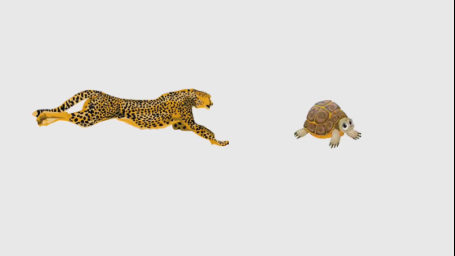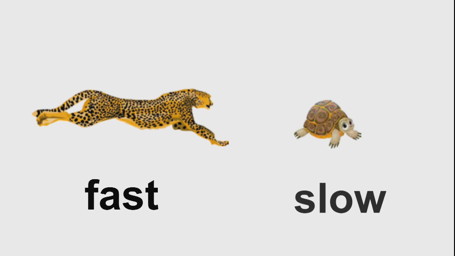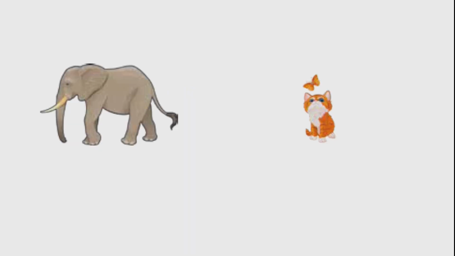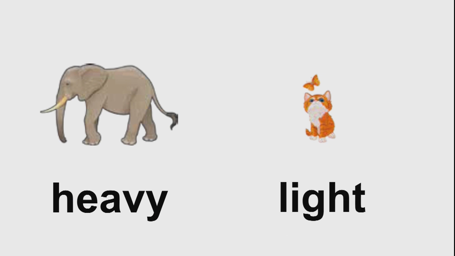A cheetah and a turtle. A cheetah is long, right? What else can we say about it? Yes, it's very fast. Is a turtle fast? No, it's slow. Fast, slow. Look at the elephant. What can you say about it? It's heavy. When something is heavy, is it easy to lift it? No, it's hard. How about the butterfly? It isn't heavy, it's very light. Heavy and light.